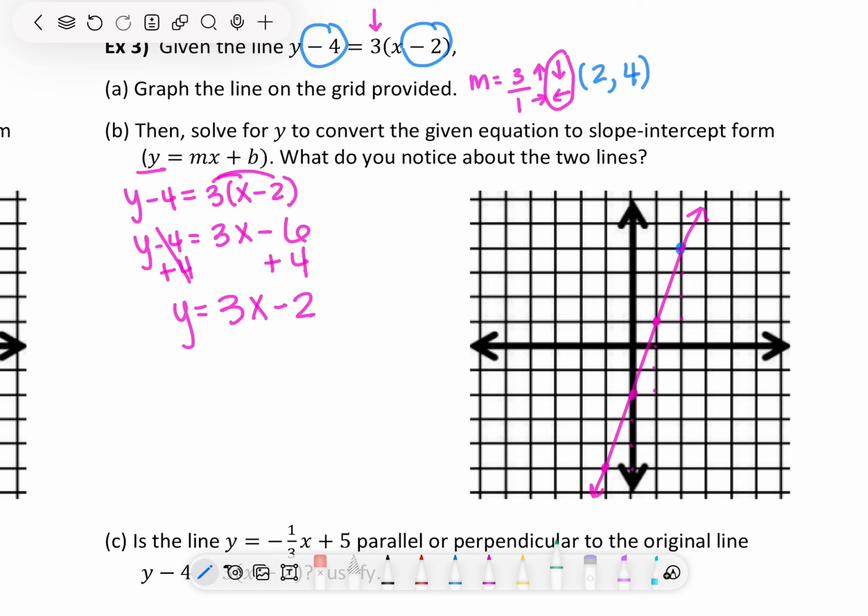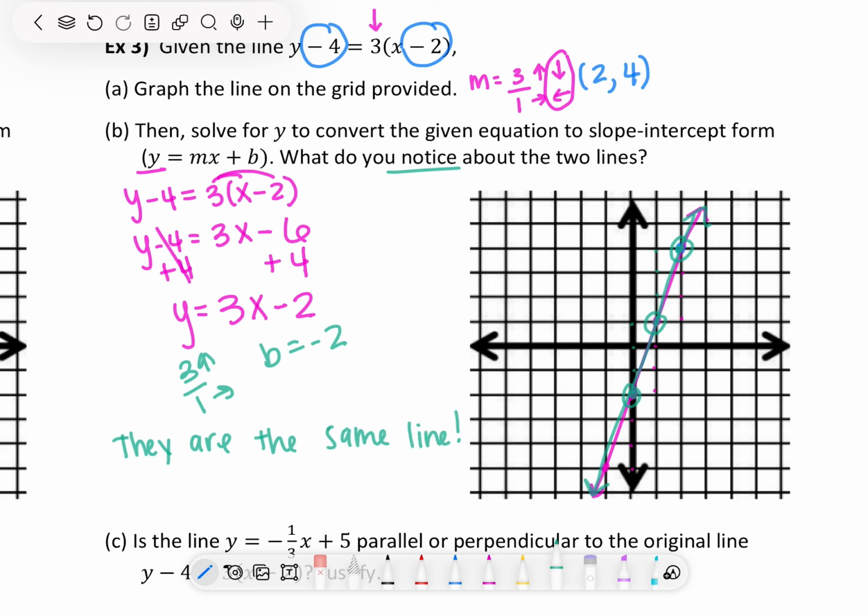So let me take a different color and we're going to graph that line. Our b is -2, so we're going to start on -2. And then our slope is still 3 over 1, right? It's up 3, right 1. So we're going to go up 3, right 1, up 3, right 1. And what do we see that's happening here? So we're going through the same coordinates we already went through, right? When I draw this line, it's going to be the same line that we already had. So what do you notice about those two lines? They are the same line.